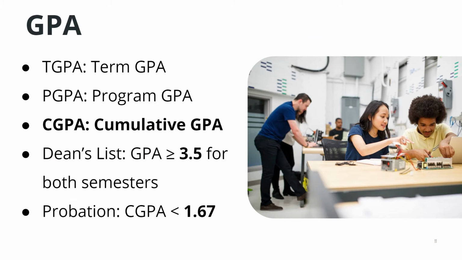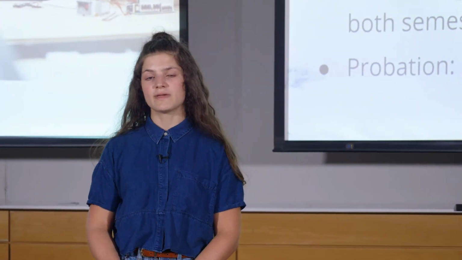If you have a GPA of 3.5 or higher for both semesters, then you will be placed on the Dean's List for academic excellence. However, if you have a GPA of 1.67 or lower, then you will be placed on academic probation. Don't worry, Ryerson has many resources to help clear your status.